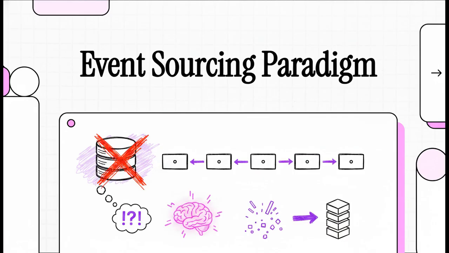And look, this pattern challenges one of the most deeply ingrained habits we have as developers, how we interact with our databases. For decades, we've just naturally treated our databases as a single source of current truth. But what if that approach is actually destroying the most valuable information your application generates?